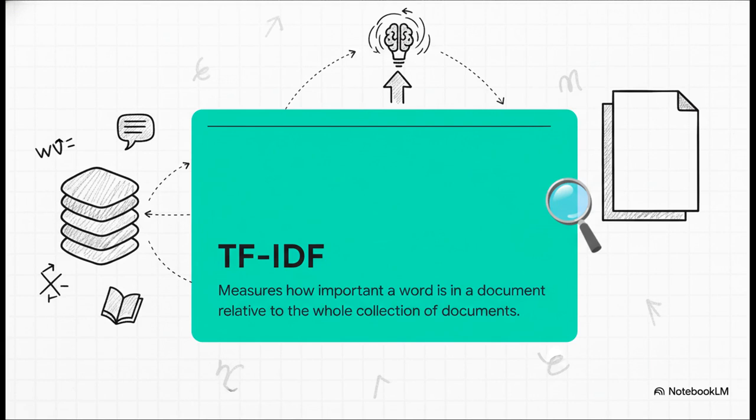It's called TF-IDF. Now, don't let the long name scare you. The basic idea is that it doesn't just count words. It calculates a special score that tells you how important a word is to one particular document, especially when you compare it to a whole bunch of other documents.